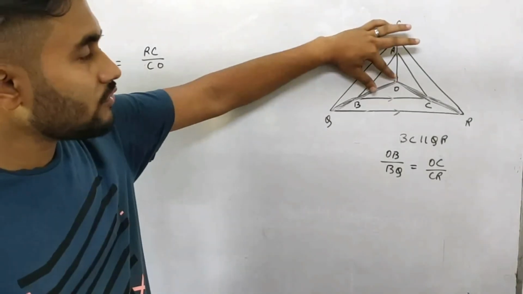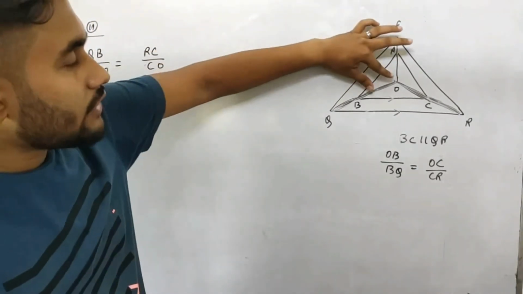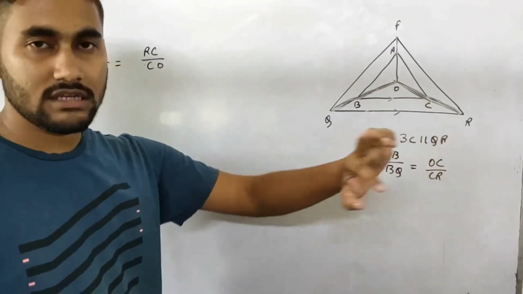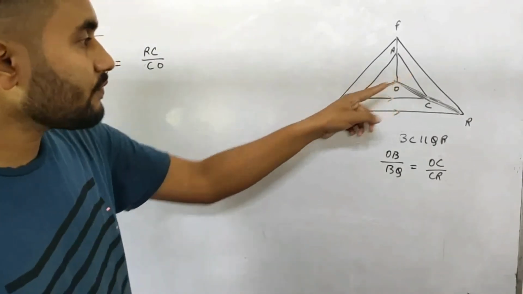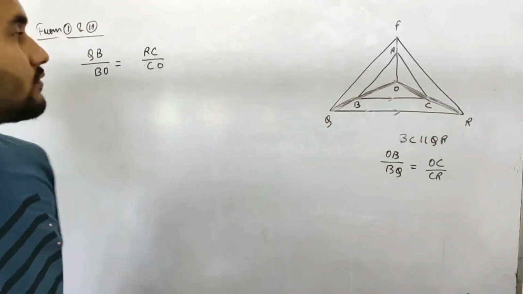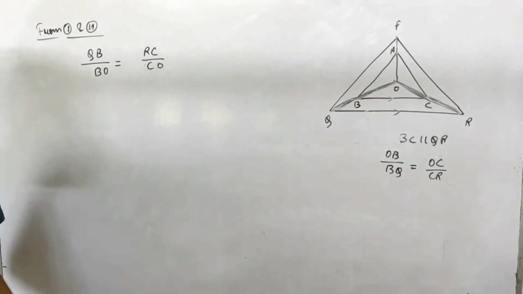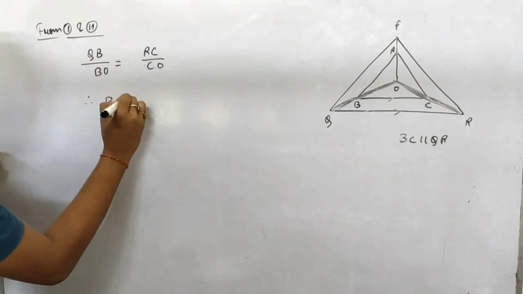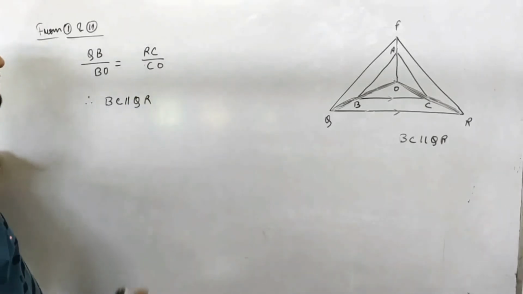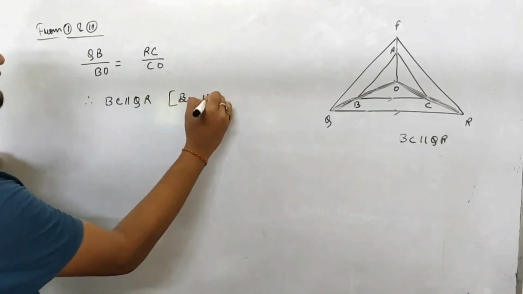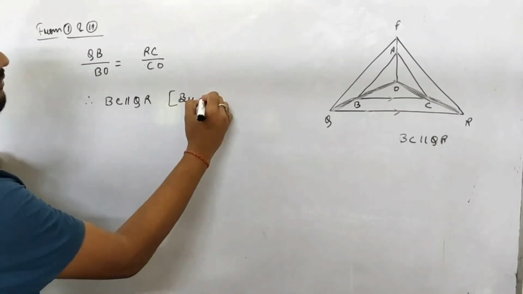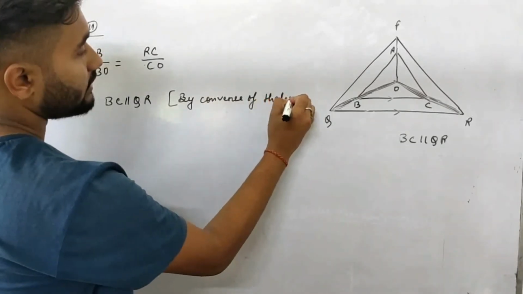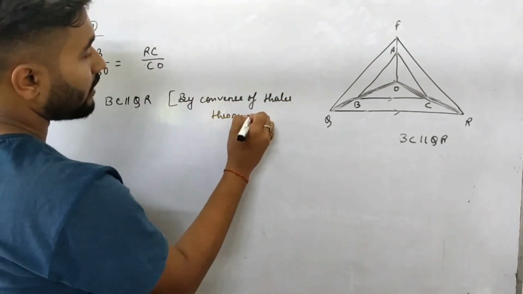So the most important thing is the direction. You can start from here also. If you start from here, OB by BQ, then you have to end OC by CR. And if you start like this, QB by BO, then you end RC by CO. So we have got it in the reciprocal way. Same thing. Therefore BC will be parallel to QR. By converse of Thales theorem.